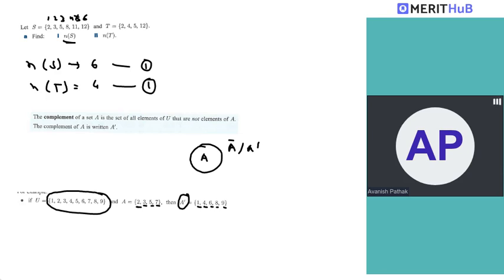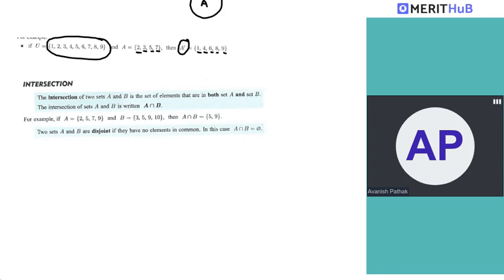Moving ahead, we go for the intersection and union. A very important part is the intersection and union of sets. If I draw a Venn diagram, intersection is something which is common to both circles. This part is called the intersection. That means it has to be common to both sets A and B.